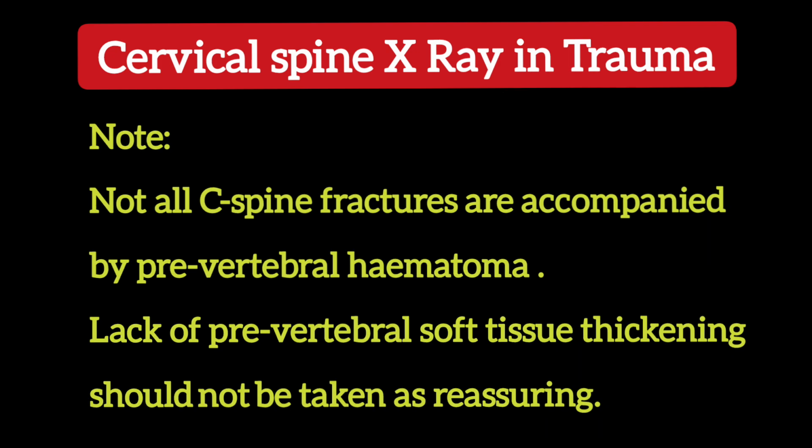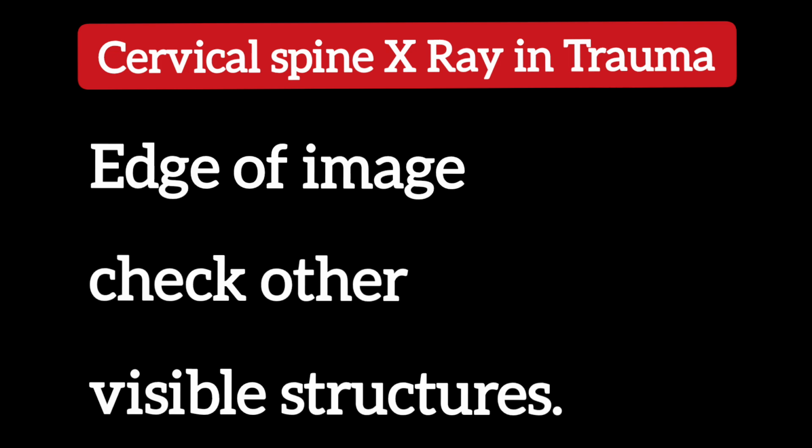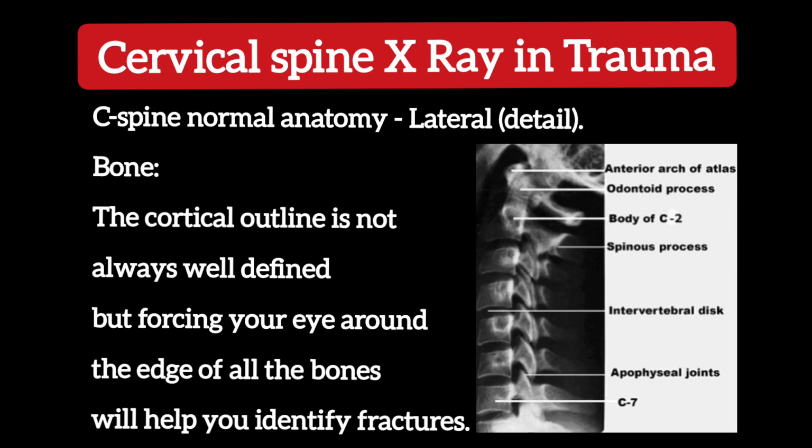Note: not all C-spine fractures are accompanied by prevertebral hematoma. Lack of prevertebral soft tissue thickening should not be taken as reassuring. Edge of image. Check other visible structures. C-spine normal anatomy. Lateral detail. Bone. The cortical outline is not always well defined, but forcing your eye around the edge of all the bones will help you identify fractures.